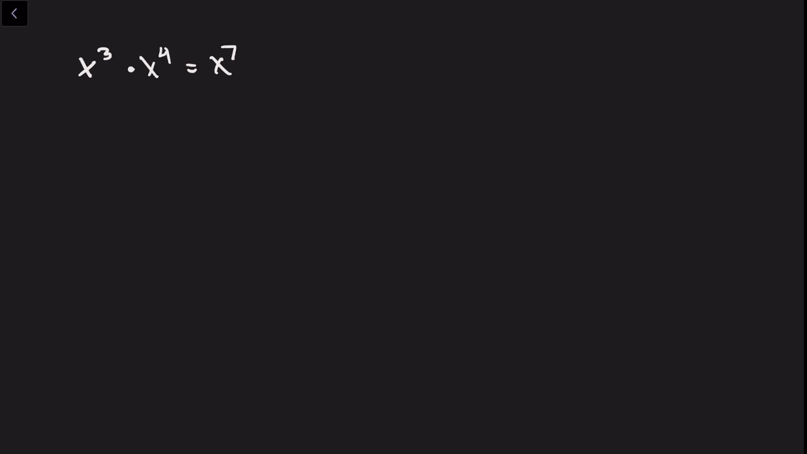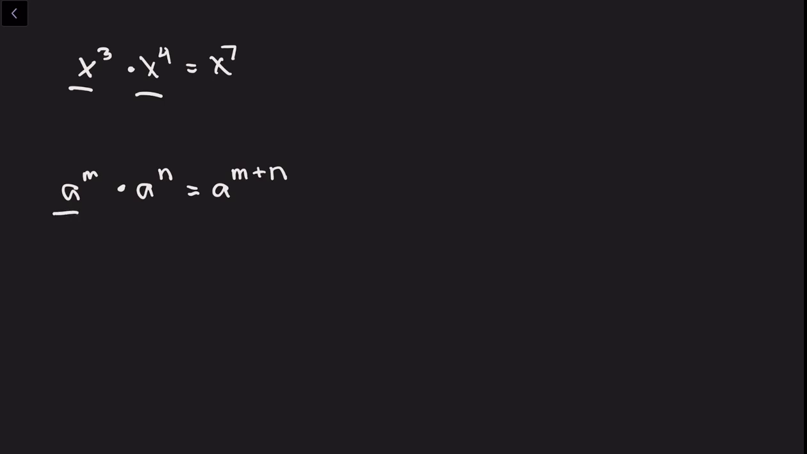Why is that? Well, when we have a base that's the exact same, so in this case we have two x's, they're the exact same, and they're raised to a certain power, when we're multiplying these two terms, we end up adding these powers. So a general formula can be a to the m times a to the n equals a to the m plus n.